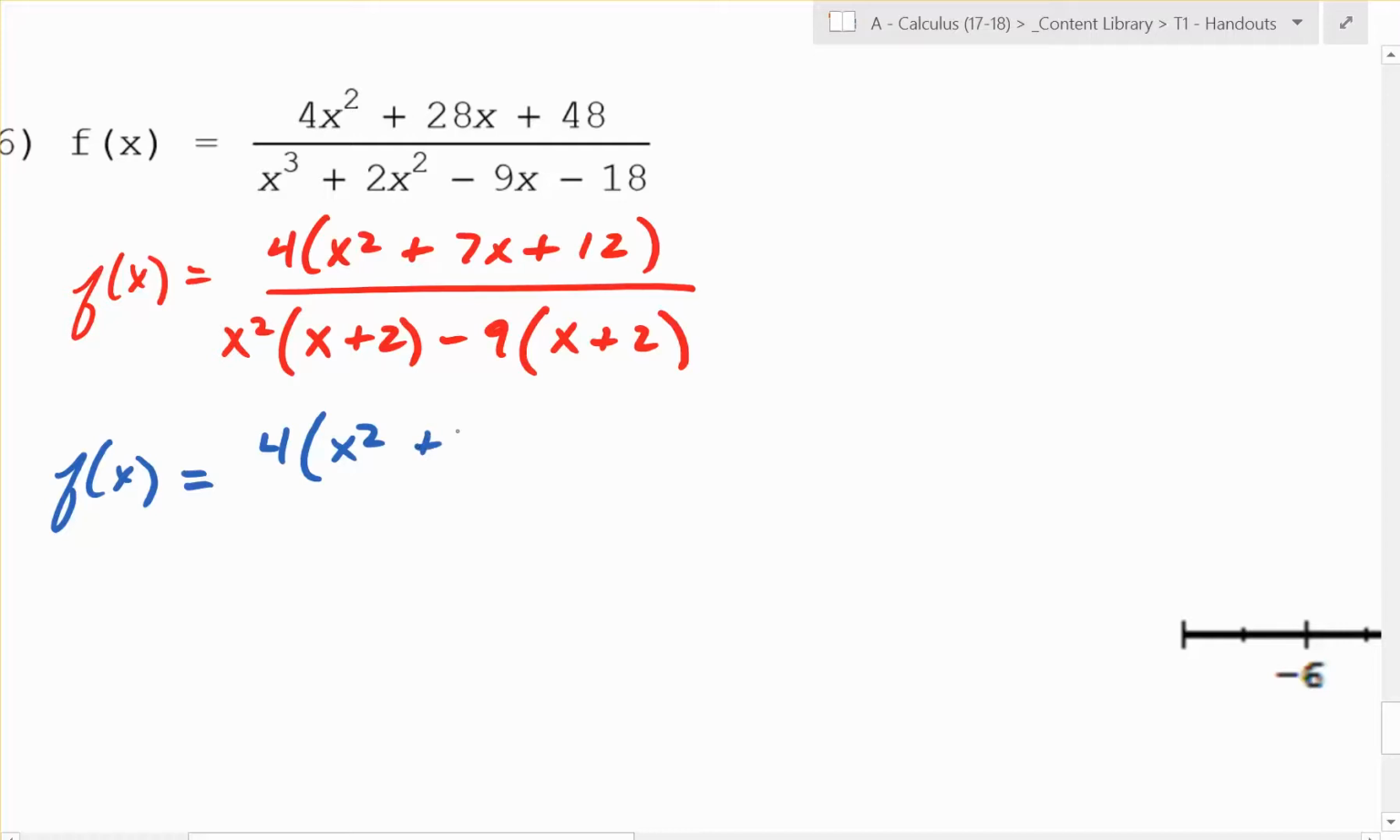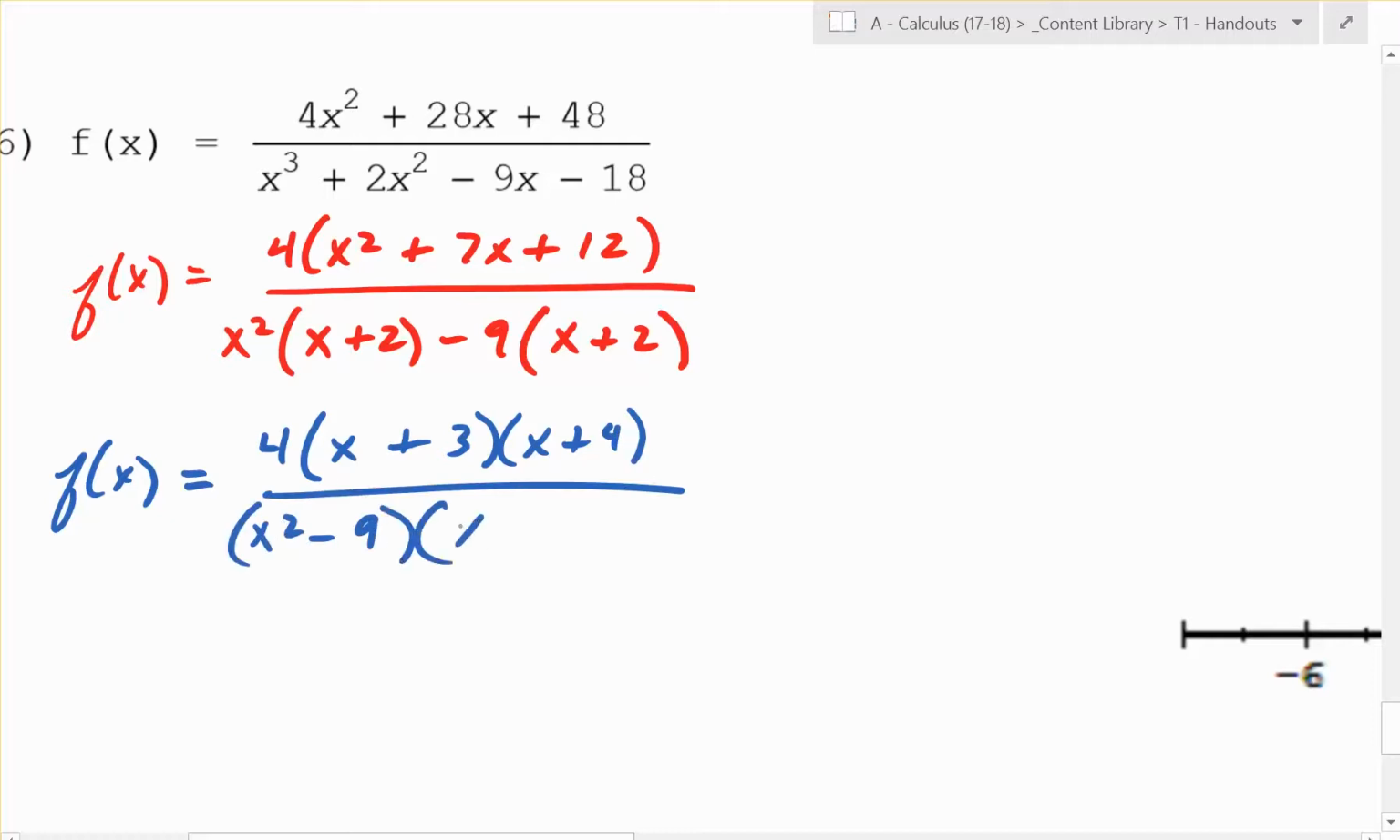X squared plus 3. No, it's not x squared. Everybody looks around, they're like, yeah, that's true. Over what? Over x squared minus, I think 9? Yeah. Is this right? Yep. Okay. So can we still factor? Yeah, because what do you have on the bottom? What's that called? The difference of squares.